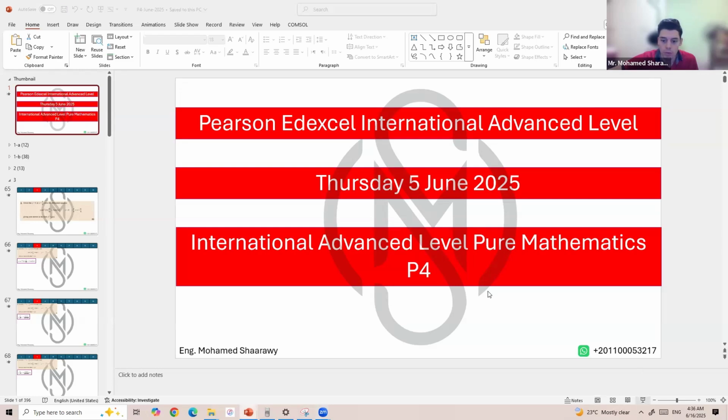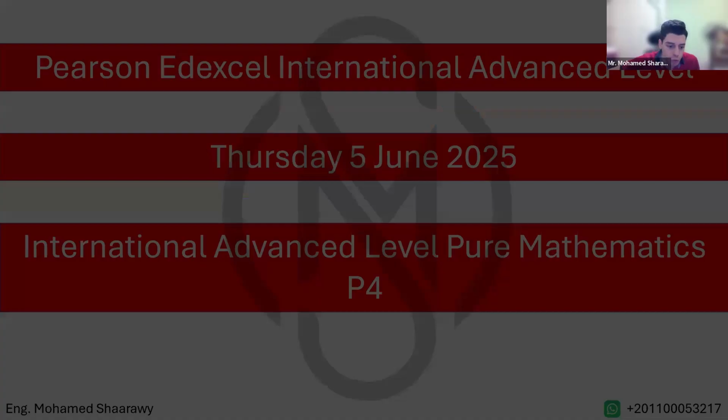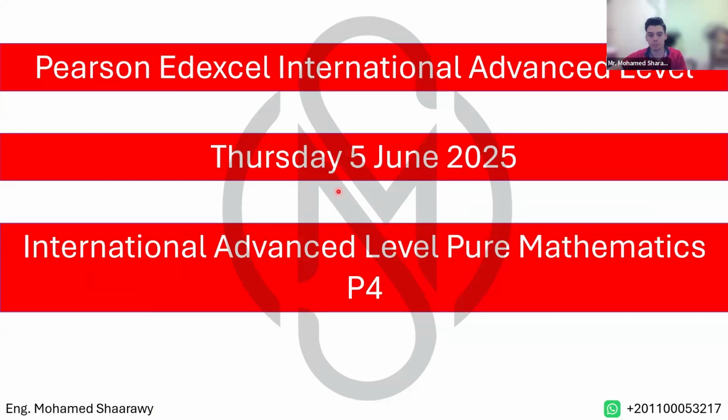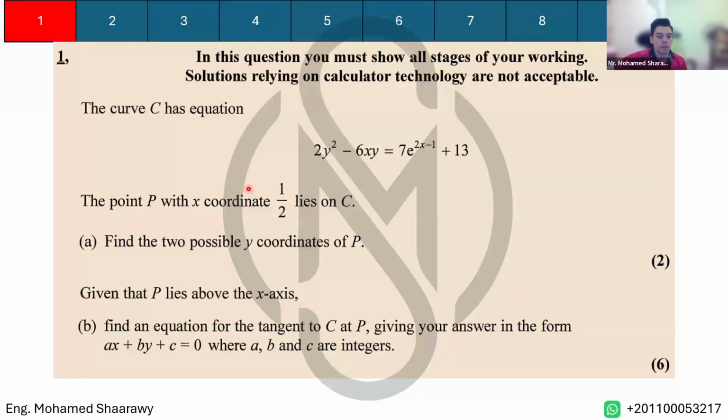Okay, so June 2025, P4. Okay, first question, it says, the curve C has equation 2y squared minus 6xy equals 7e power (2x minus 1) plus 13. The point P with x coordinate half lies on the curve. Find two possible y coordinates of P.